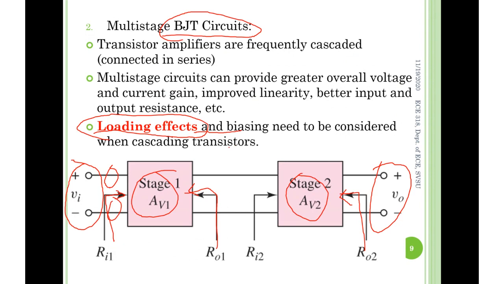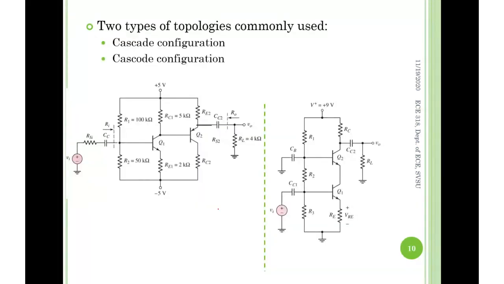And here, we have cascade and cascode once again. Same thing in the MOSFET. So let's identify. We have Q1 and Q2, Q1 and Q2 as well in the second circuit. So in the first circuit, Q1 is what?